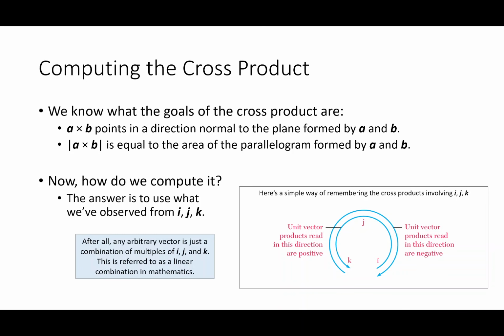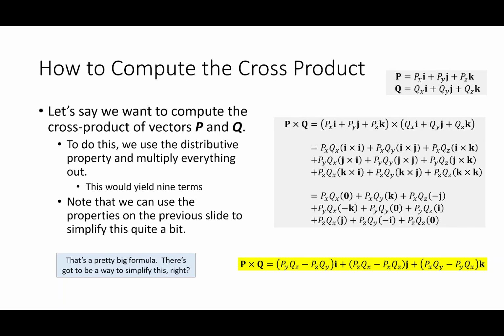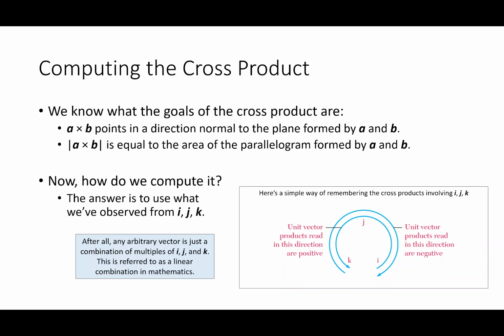So what do we know so far? We know that A cross B points in a direction normal to the plane formed by A and B. And we know that the magnitude of A cross B is equal to the area of that parallelogram. We know how to do the cross products of I, J, and K. But how do we compute the cross product of an arbitrary vector? The answer is to use these facts. Now, I got a lot going on here on this slide, so let me hold off on this slide, because I'm sure you're seeing that going, what the heck was that? Bear with me.